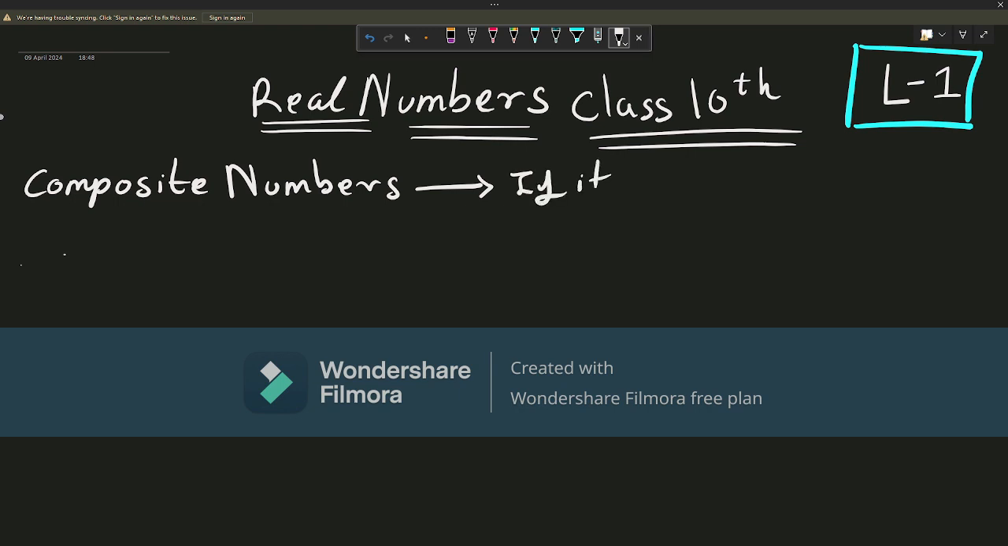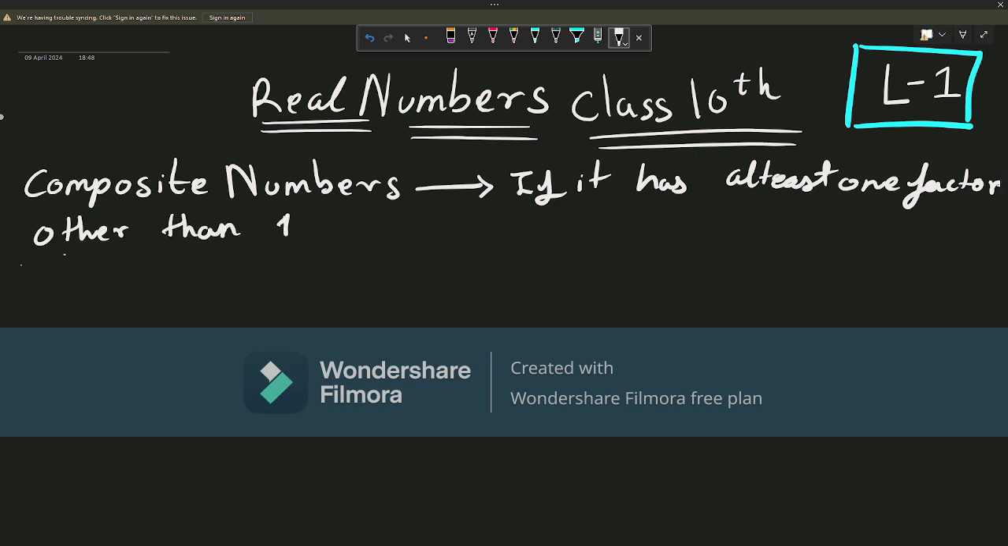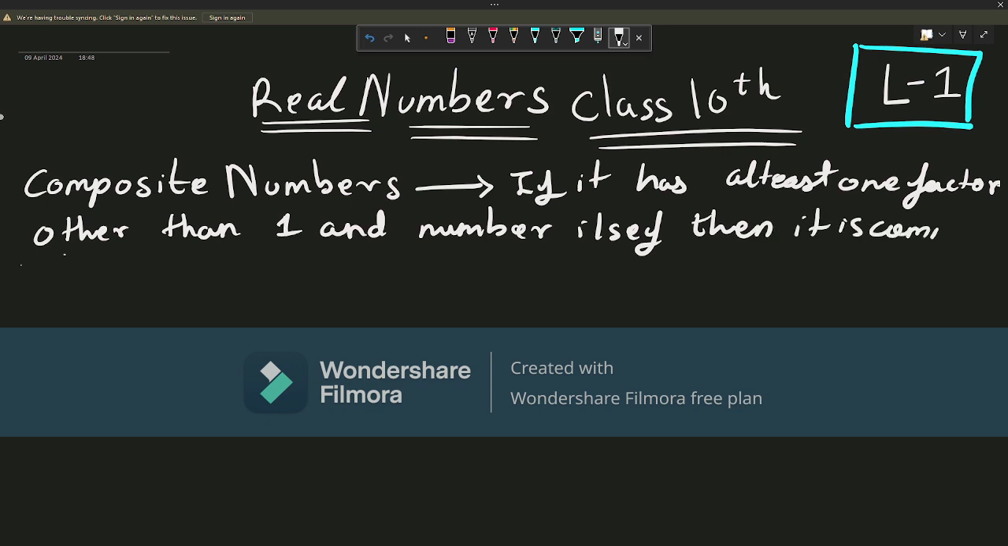If it has at least one factor other than 1 and the number itself, then it is composite. Okay, it is composite.